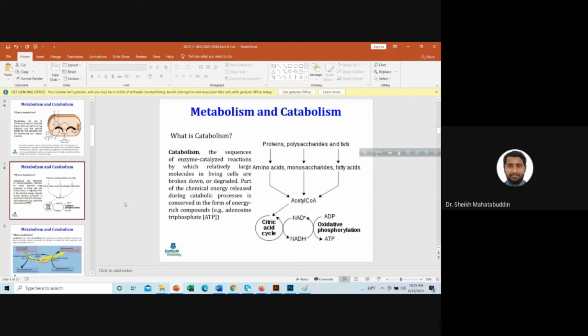What is the special thing? All of them are at first converted to their monomers. The monomer of protein is amino acid, as protein is a polymer of amino acids. Polysaccharide is a polymer of monosaccharides. Fat is a polymer of fatty acids. See, protein is converted to amino acid, that means its monomer breakdown, and polysaccharide is converted to monosaccharide, the monomer from its polymer, and fats are first converted to fatty acid, the monomer from its polymer.